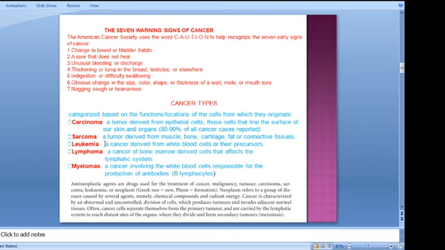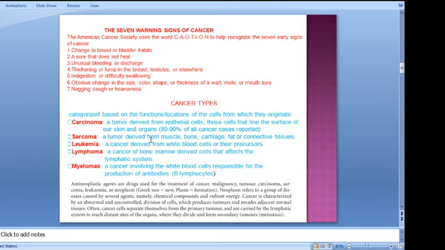Then sarcoma, the tumor derived from muscles, bone, cartilage, fat, or connective tissues. The next one is leukemia, the cancer derived from the white blood cells and their precursor compounds. And lymphoma is a cancer of bone marrow derived cells that affects the lymphatic system. Then myeloma is the cancer involving the blood cells responsible for the production of antibodies, especially B lymphocytes. So these are the various types of cancers.